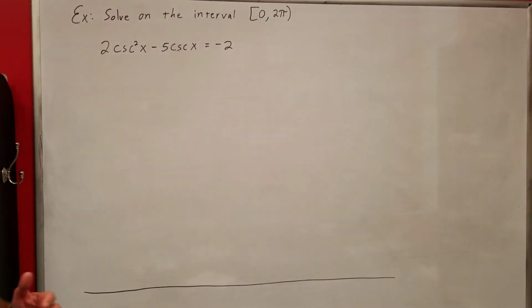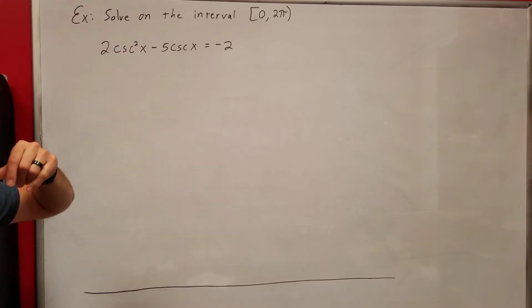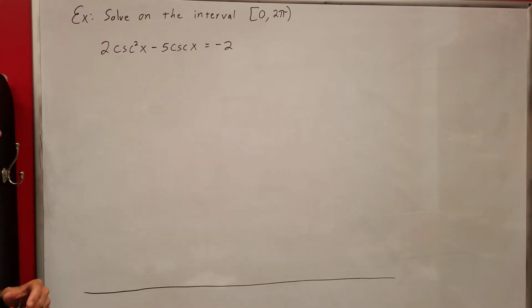6.5, we're solving trigonometric equations. Now, let's look at solving this equation: 2 cosecant squared minus 5 cosecant is equal to -2. So we're solving for x.